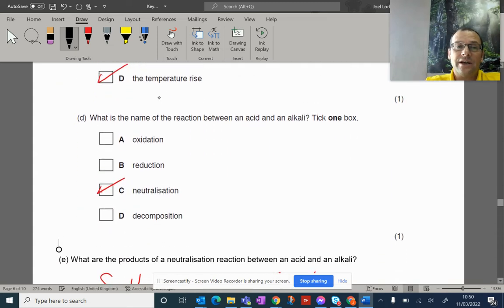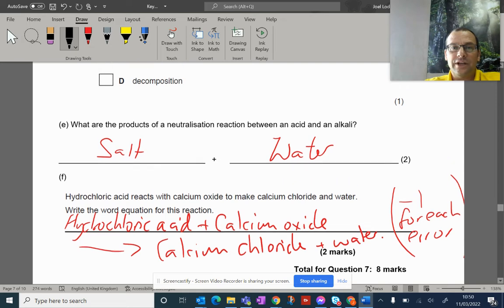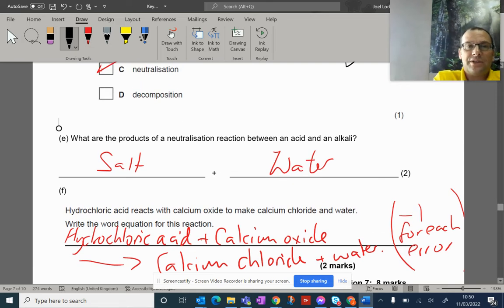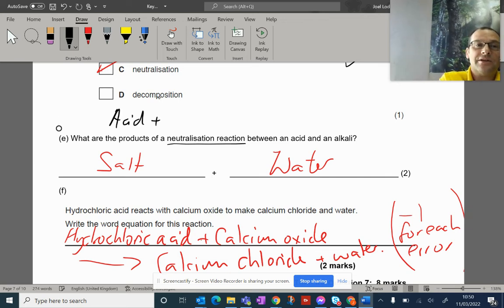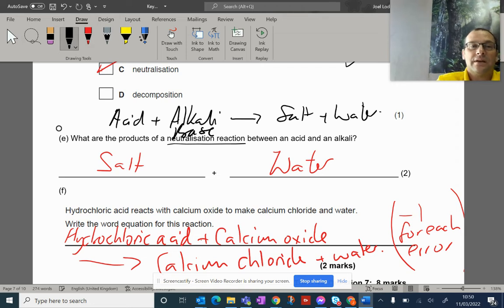So she calculates the temperature rise. And what's the name of the reaction? Neutralization. A lot of people got these right, so that's really good. I want to know the products of a neutralization reaction then. Salt and water. So if we're acid plus alkali goes to salt plus water. That's base as well, could be base too.